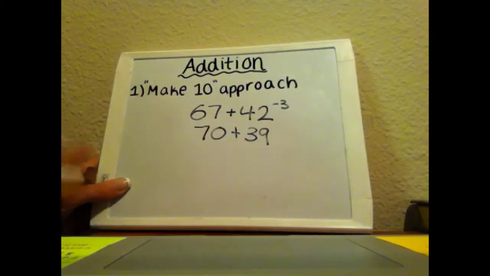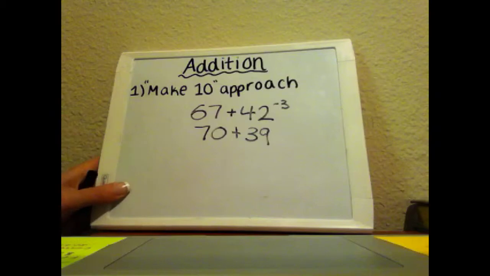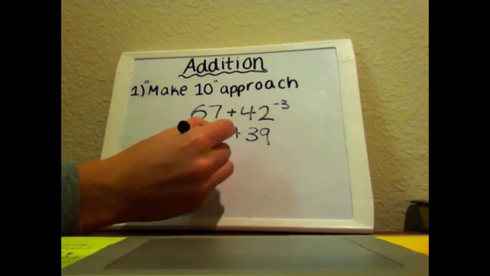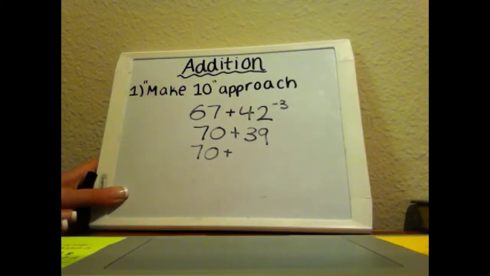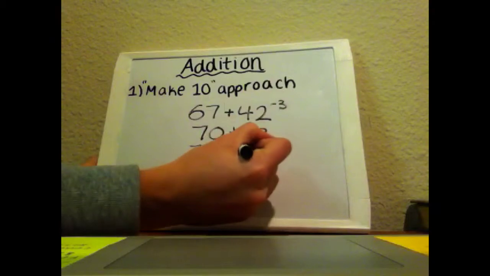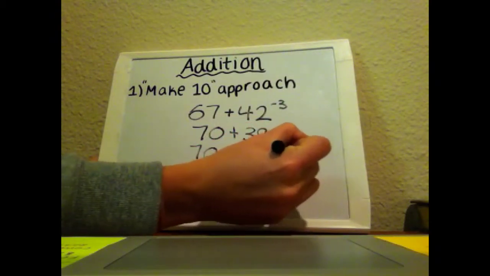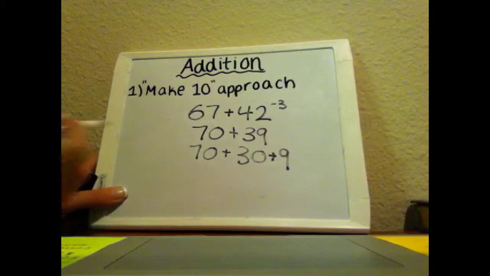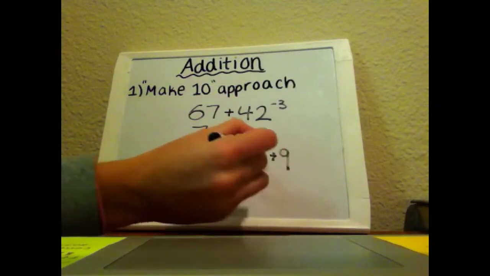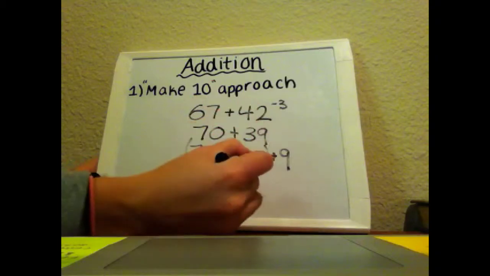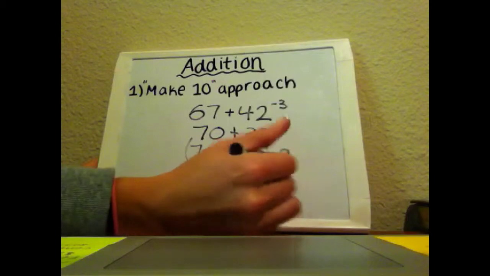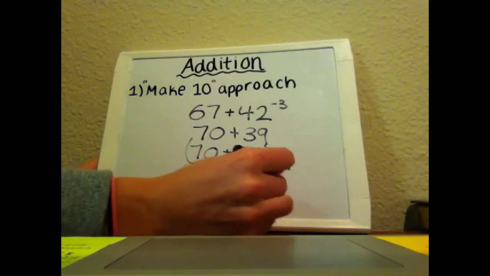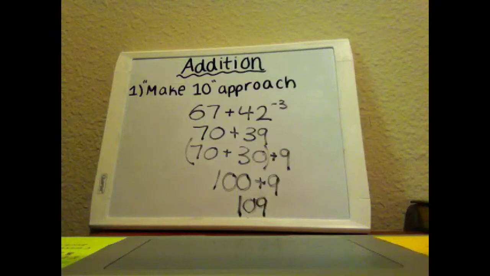And now, even if that still is a little bit complicated, we can break this down into more make 10 approaches. We can bring down the 70, and we can break down 39 into another multiple of 10 and something smaller. So we could make it into 30 plus 9. And here we could add the 70 and the 30 first, which would give us 100. And then we can bring down the 9. And that'll give us 109 as our answer.